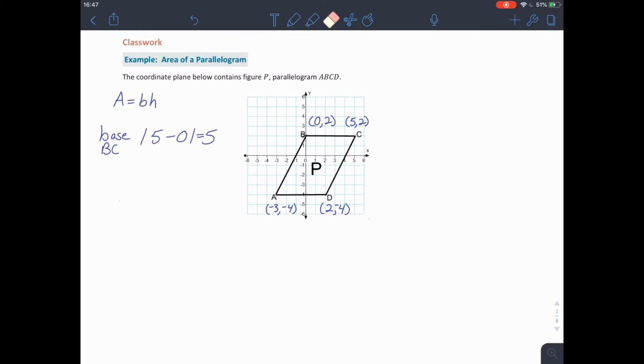So I know that my height starts at -4 on the y-axis at the bottom, and it goes all the way up to +2. So I can either count that distance on the number line, or I can find the absolute value of -4 minus 2. Whichever strategy I use, I find that the height is 6. So once I have that base and the height, all I need to do is multiply them together to find that the area of this parallelogram is 30 square units.